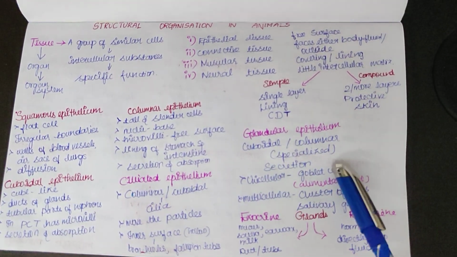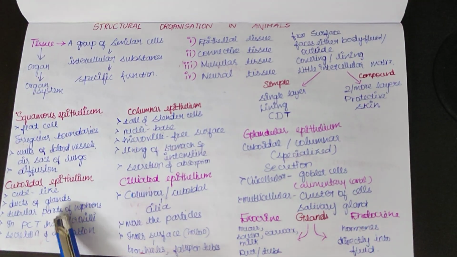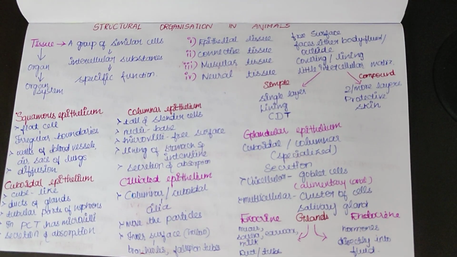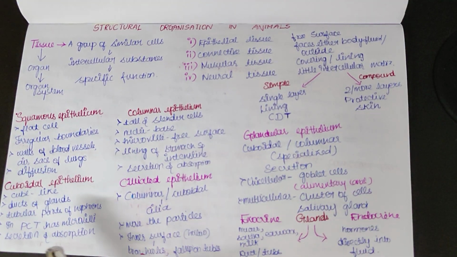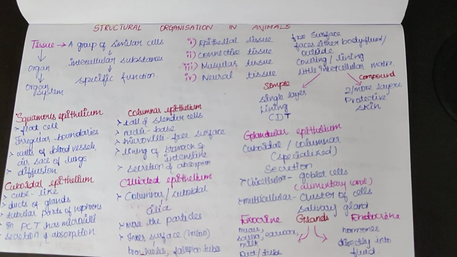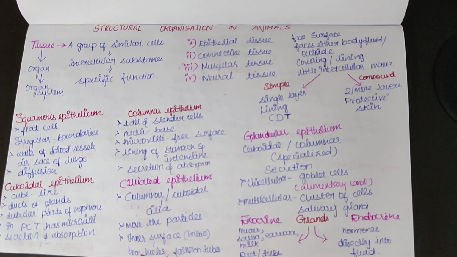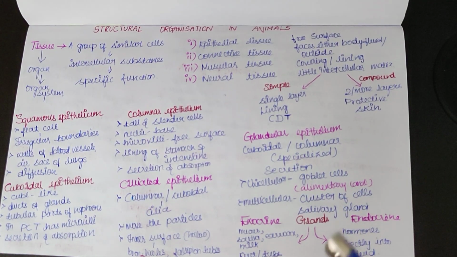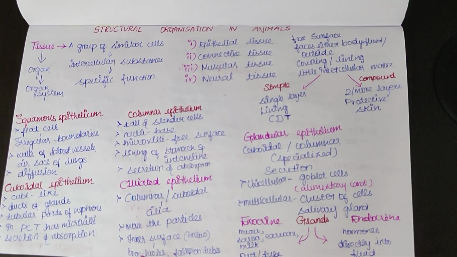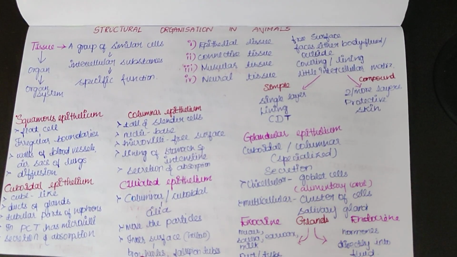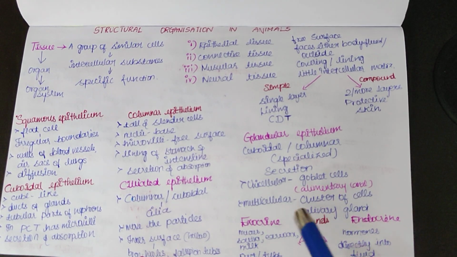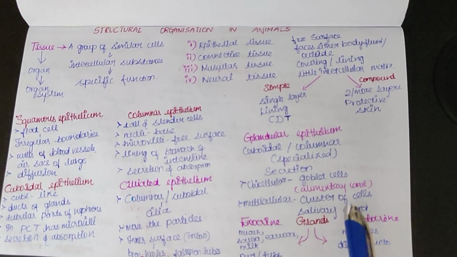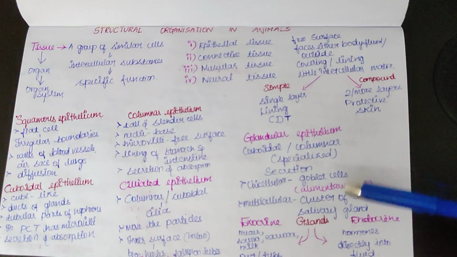Further, we have something called glandular epithelium. When the cuboidal or columnar epithelium is specialized only for secretion, it is called glandular epithelium. We already said they help in both secretion and absorption, but when the cuboidal or columnar cells are specialized to do secretion, they are called glandular epithelium. They may be unicellular, such as goblet cells, which are present in the alimentary canal, or multicellular, meaning a cluster of cells. The salivary gland is made up of multicellular glandular epithelium. These are the examples.